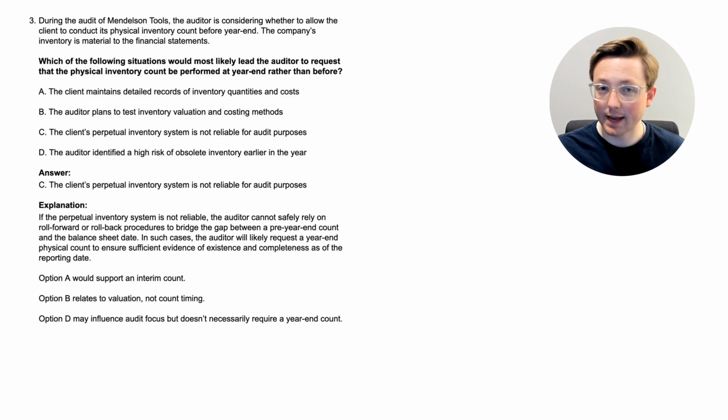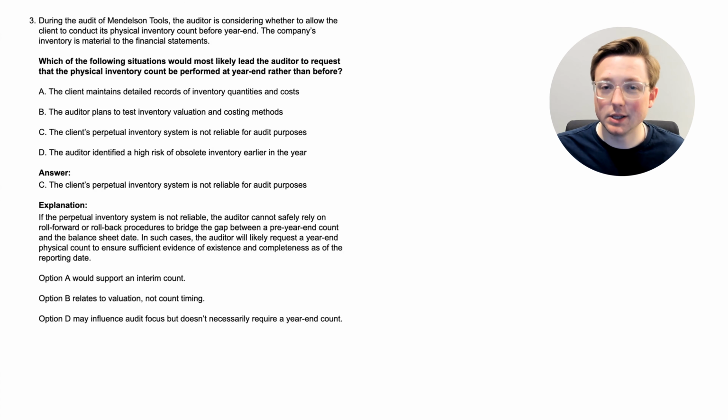So essentially, if they can't really rely on the perpetual system, like if it's not very accurate or not very reliable, then the auditor can't really rely on that and use procedures to go back and see, okay, this is probably accurate, in this period of the year this is what the amount would have been. They can't really do that if they can't rely on it.